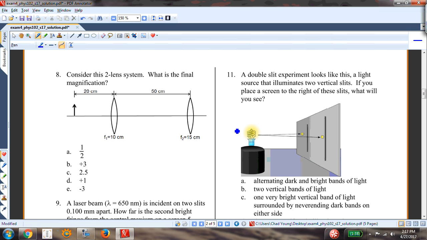Consider this two-lens system. What is the final magnification? All right, well, this is P1, F1, so I get 1 over F1, that's 10, equals 1 over P1, that's 1 over 20, plus 1 over Q1. I solve that for Q1, and it's equal to 20. And then M1 is equal to negative Q1 over P1.